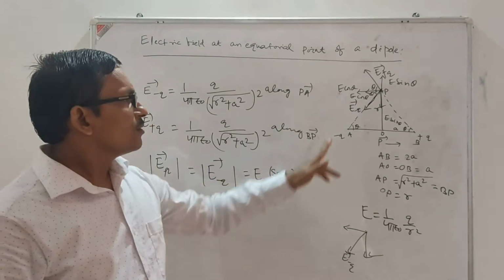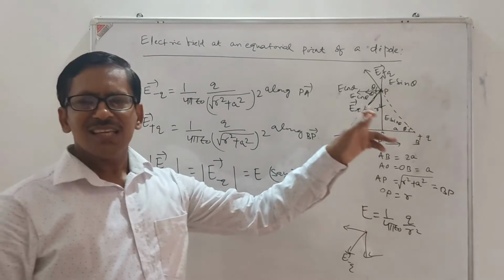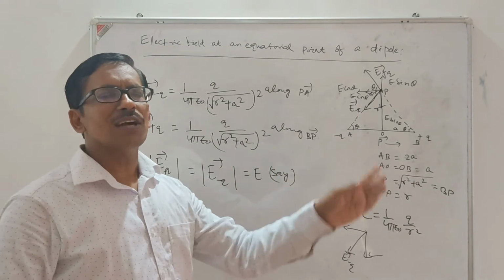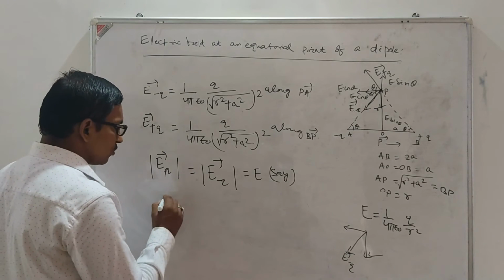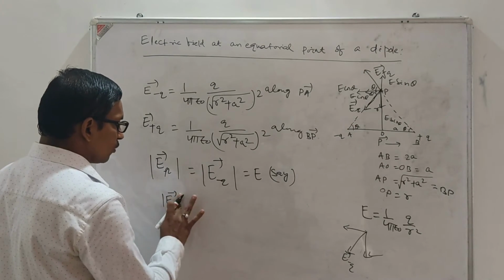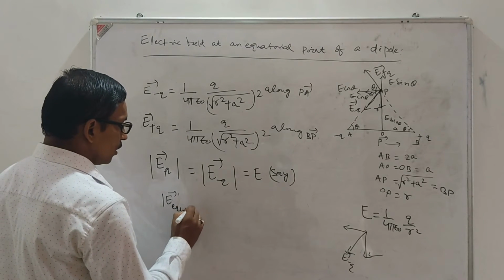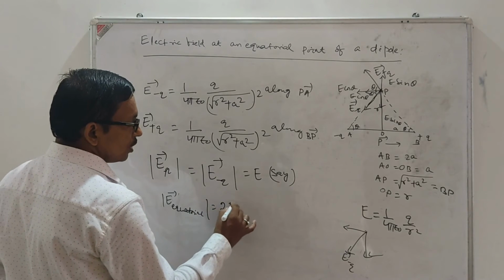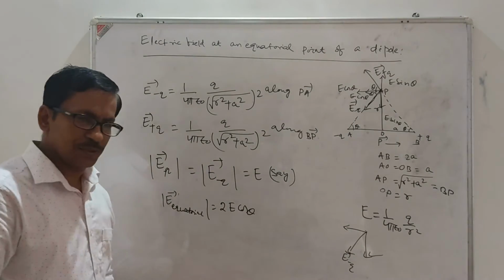When we are adding this E sin theta and E sin theta, they are in opposite directions, so they get cancelled out. So the total field, E equatorial, will be equal to 2E cos theta, because they are added up.